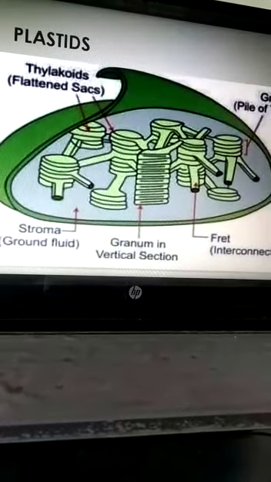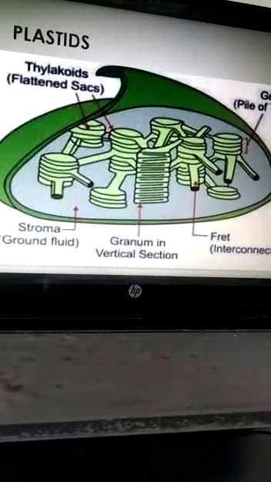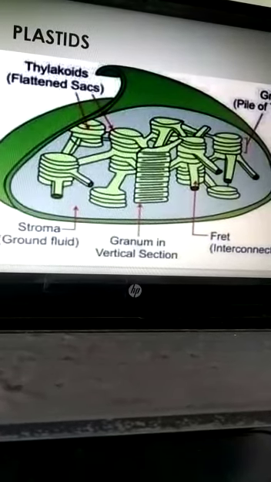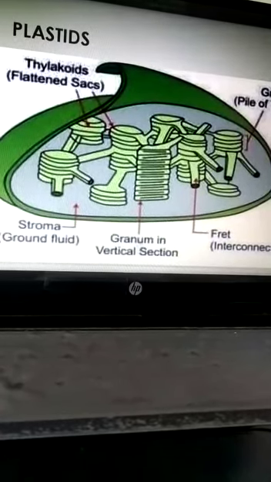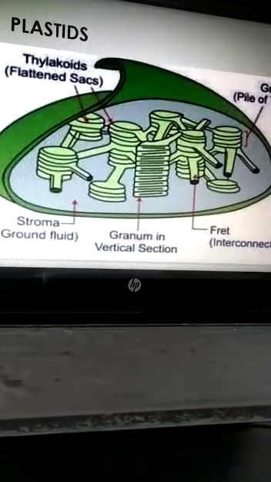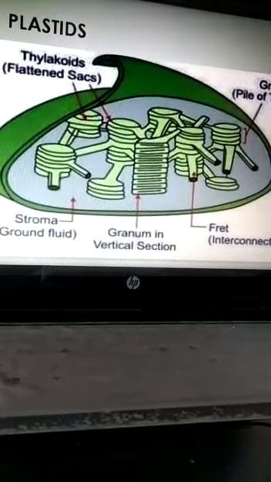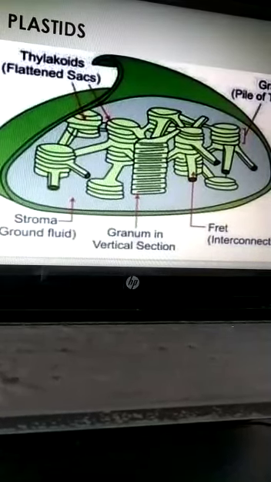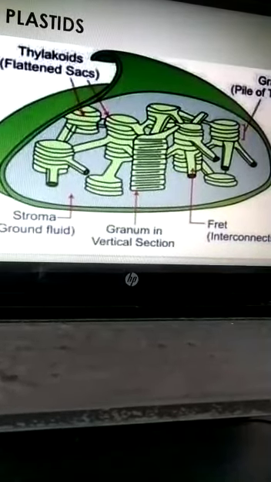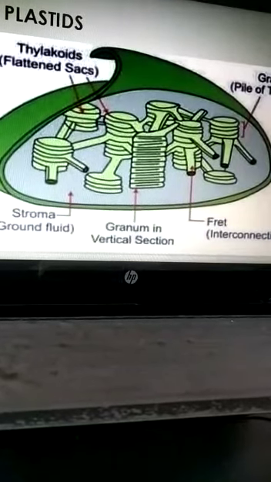Second is the chromoplast. They are colored plastids. The color varies from red, orange, yellow, etc. due to the presence of carotenoids. They are mostly found in flowers and fruits.